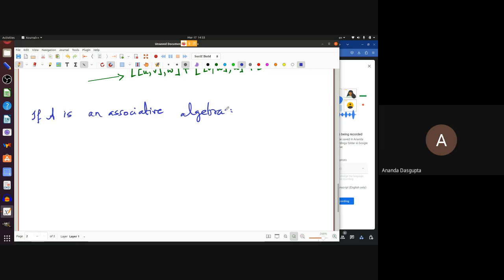But let's say you have some associative algebra from somewhere. So let's say the product here, in this associative algebra, let's say there is a product which we call star.